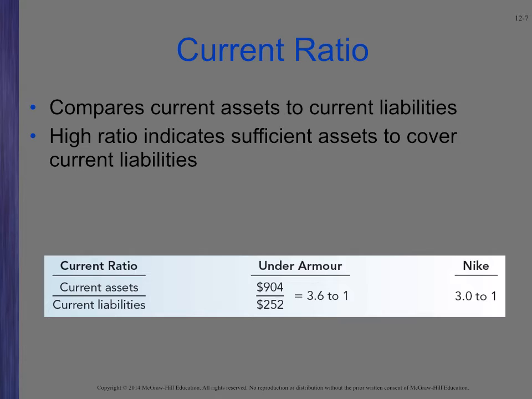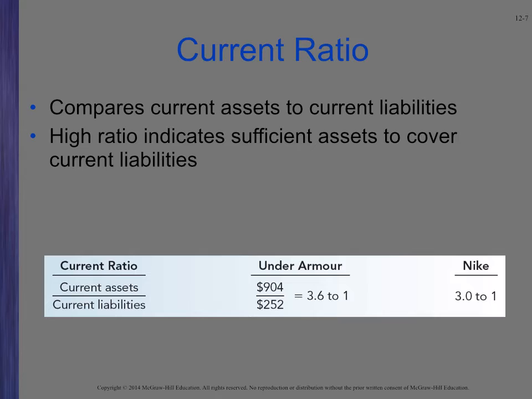The second liquidity ratio is the current ratio, which compares current assets of the company to the current liabilities. Current liabilities means that the company has short-term debt to pay. This is probably the most widely used of all liquidity ratios. A high current ratio indicates that a company has sufficient current assets to pay current liabilities as they become due.